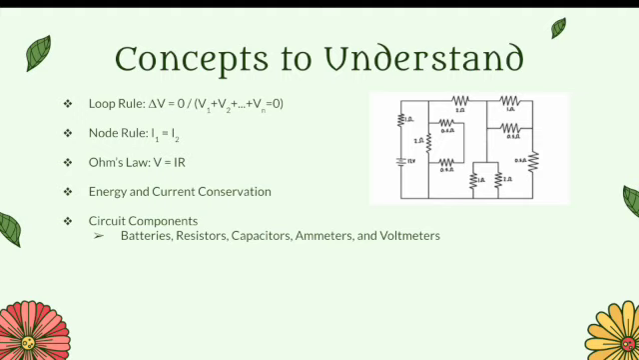The node rule, which just states that the currents all have to be equal to each other in a series. If it was parallel, it would be I1 is equal to I2 plus I3. Ohm's law, which is potential difference equal to the current times the resistance. Energy and current conservation, just everything in a current all should be equal and sum up. You can't lose any. And then finally, just be familiar with circuit components: batteries, resistors, capacitors, ammeters, and voltmeters.